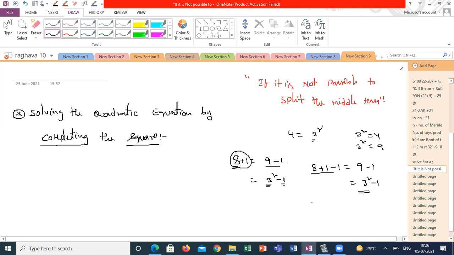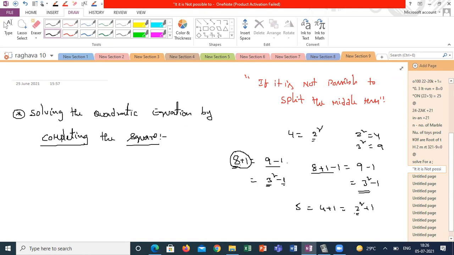Guys, are you clear what I am saying? If I am writing 5, this can be written as 4 plus 1, which is 2 square plus 1. So to make a perfect square, if it is not a perfect square, I have to add or subtract some number, which changes its value. Without changing its value, what do I have to do? Inverse operation. Suppose in case of 8, I add 1, but I don't want to change the value, so I subtract 1. Adding 1 and subtracting 1 will not change the value.